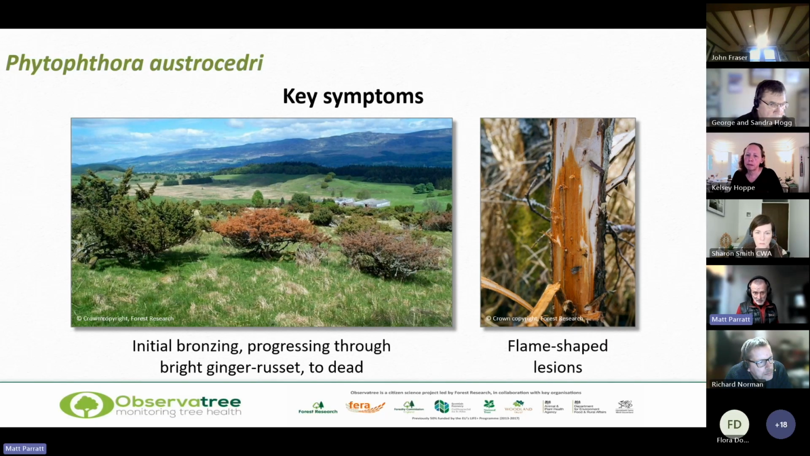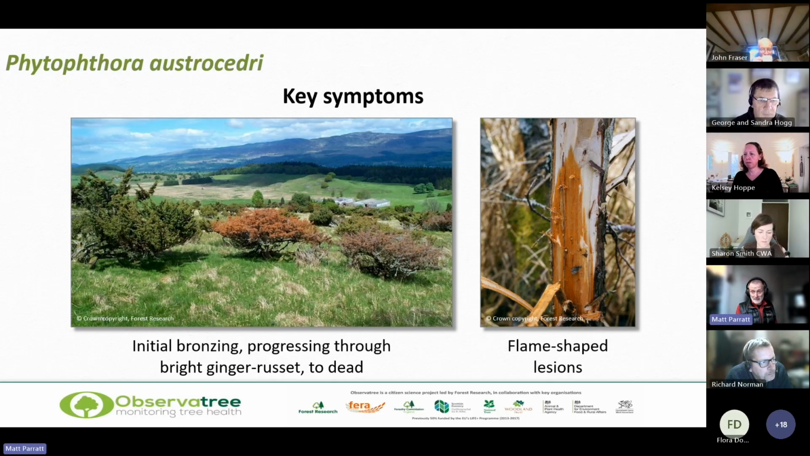Now, key symptoms to look out for. Once they get to the orange stage, they're really obvious. So if you start to see orange-looking junipers on your sites, you definitely want to be getting a tree alert in. But just before that, they go through a kind of bronzy look as well. They go through that orange stage, and then the needles will fall off and you get skeletons, really.